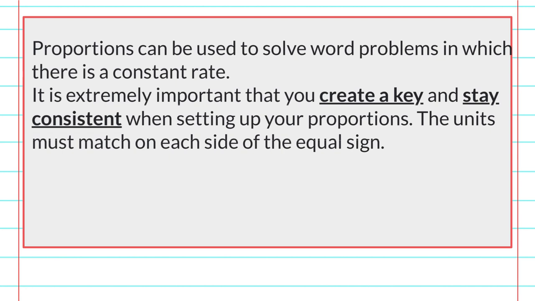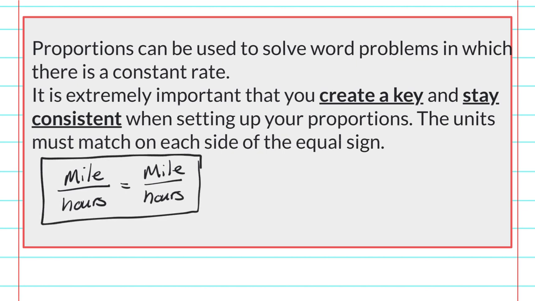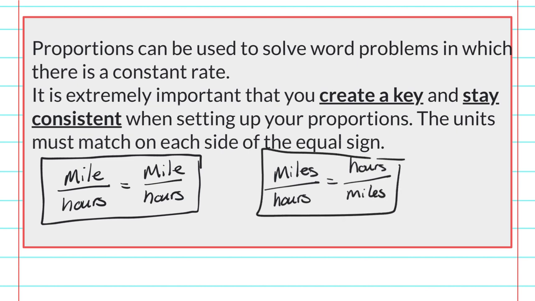What do I mean by that? I mean, if I have something like miles to hours, and when I set up my proportion, I also need to have miles to hours, okay? It needs to be set up this way. It cannot be miles to hours equals hours to miles. That will not work, okay? Will not work at all.